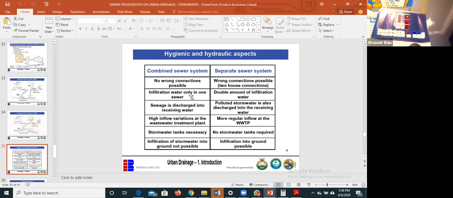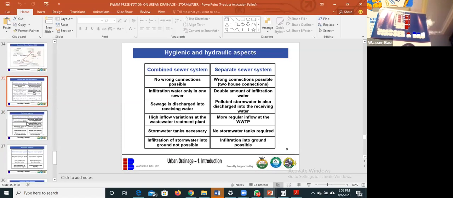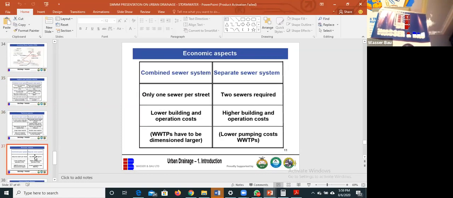Then infiltration water only in one sewer. This one, wrong connection is possible. So this is just something we can read and understand. I don't have to go through it. How about this one? The same thing. How about this one? The same thing. So you can read all these ones and understand them.